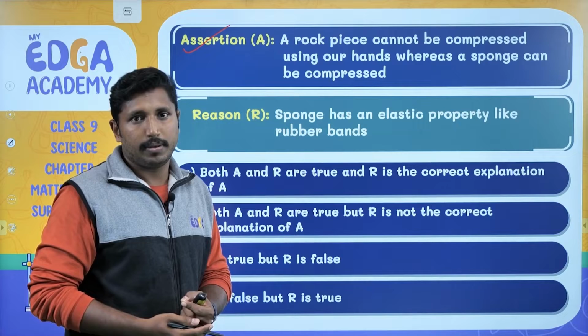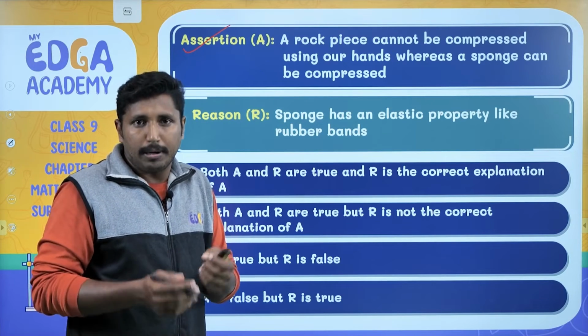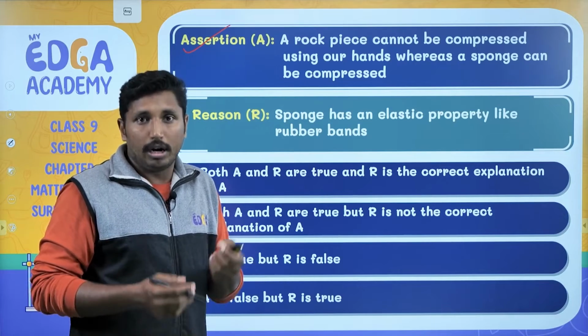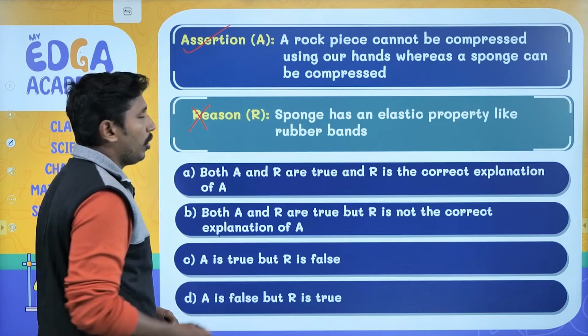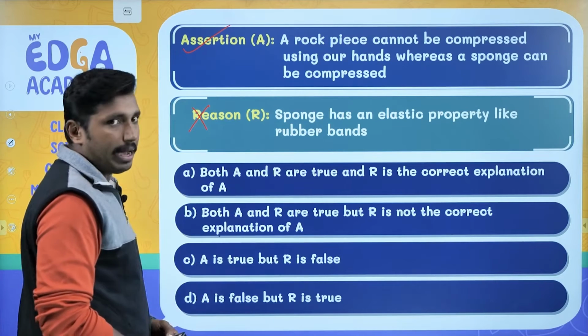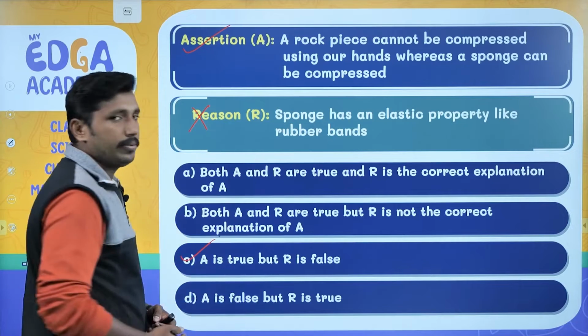Sponge also has. But it is not that stretchable or compressible when compared to that of a rubber band. So our reason is wrong. So our required option is option C. That is, our assertion is true, but our reason is wrong.